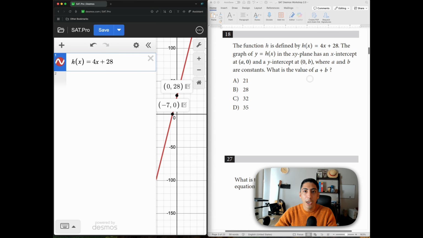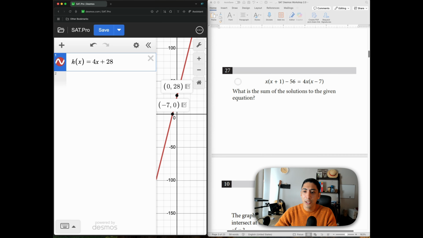If I were to add these two together, well, guess what? That would just be 21. So let's go ahead and pick that answer. Awesome. And this is the correct answer. Let's look at this situation though.